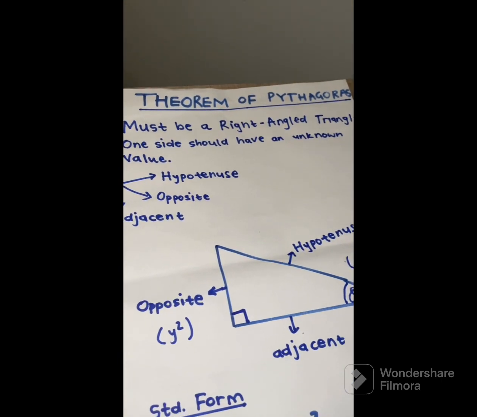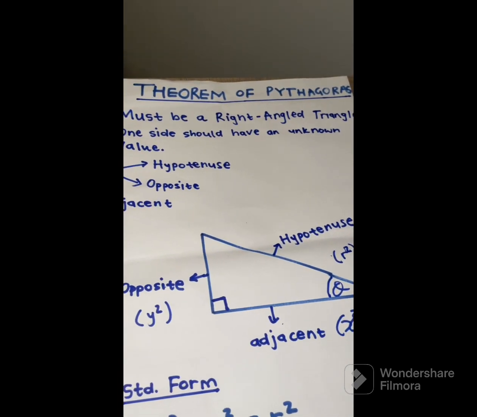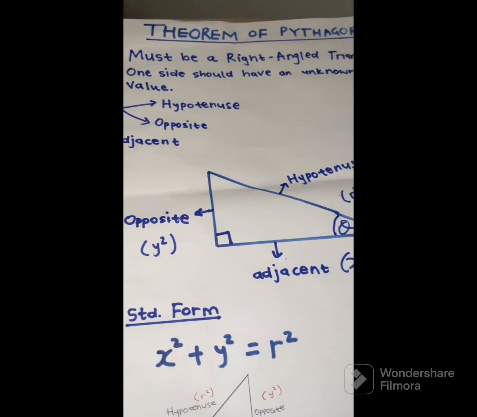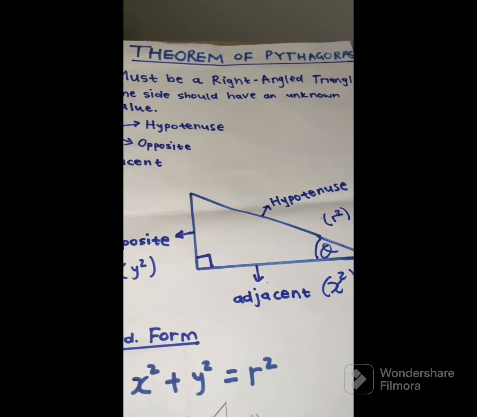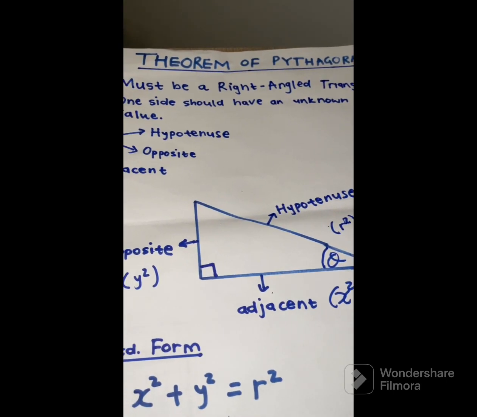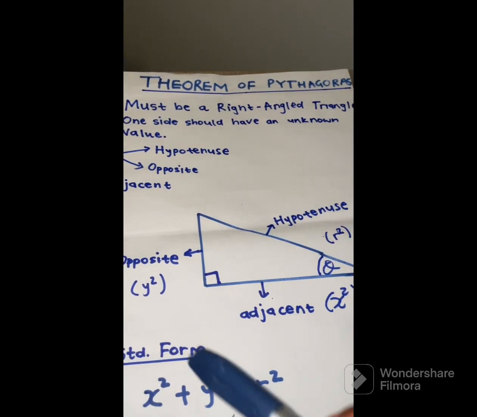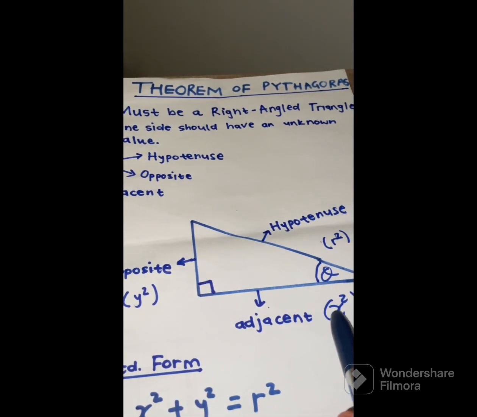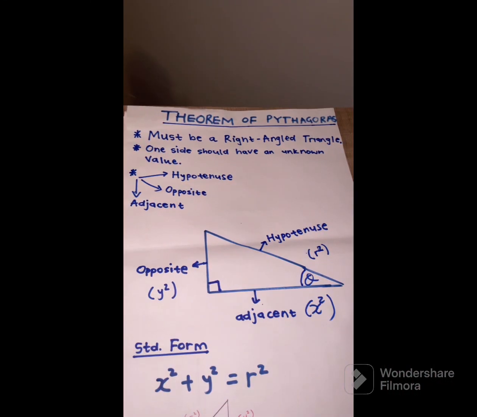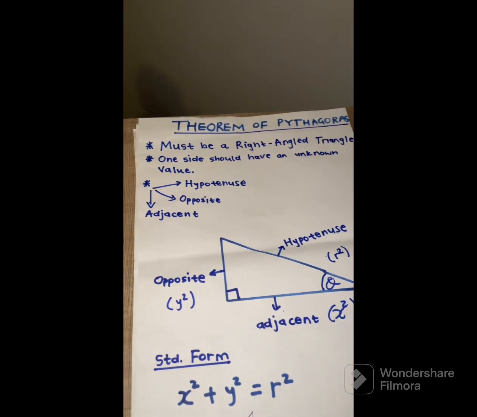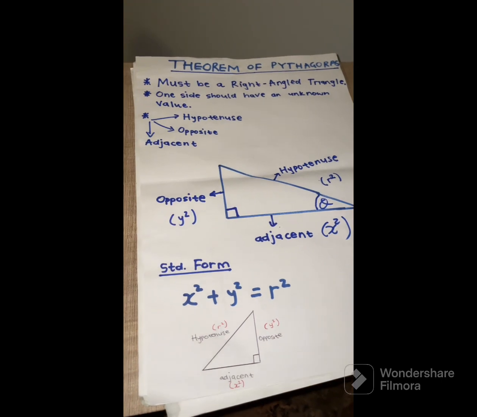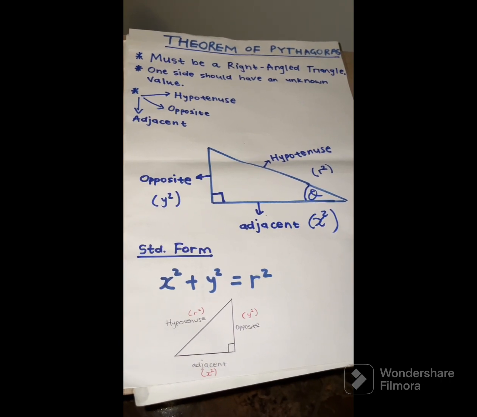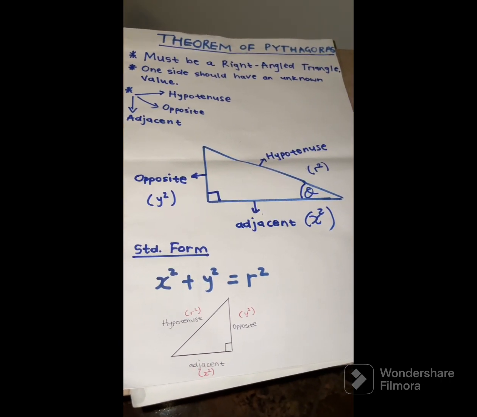And you need to know which side is the hypotenuse side, which side is the opposite side, and which side is the adjacent side. So I've written for you: the hypotenuse side is just the longest side in a triangle, the opposite side is the side opposite this angle, and the adjacent side is below this 90-degree angle. Then we have the standard form of the theorem of Pythagoras, which is x squared plus y squared equals r squared.